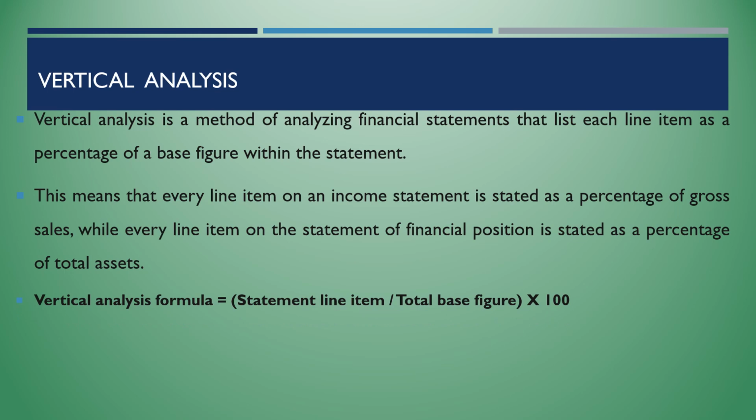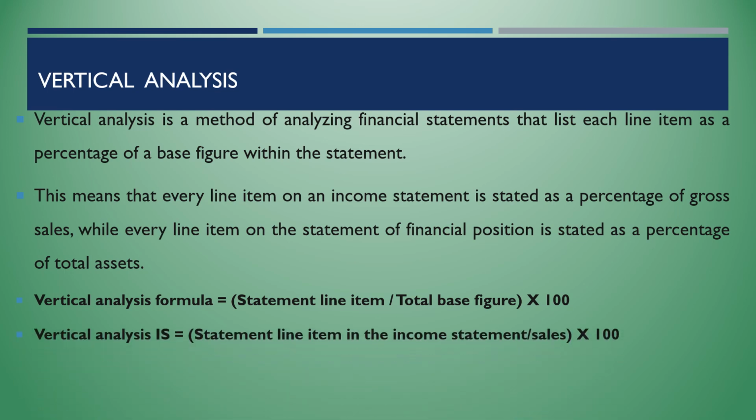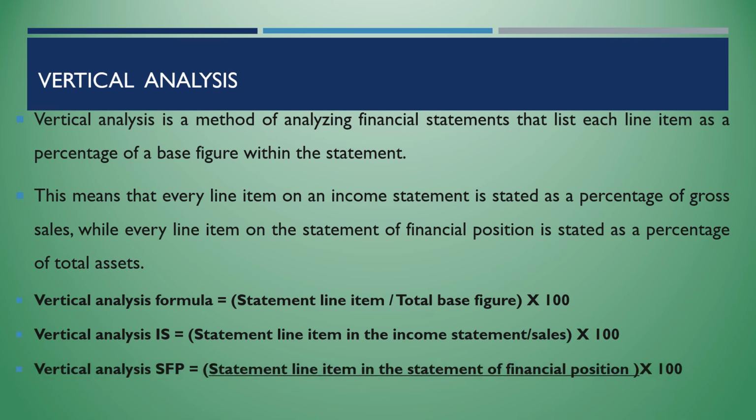So, the vertical analysis formula is that the line item should be divided by the base figure and then multiplied by 100 to get the percentage. So, in the vertical analysis of the income statement, each line item should be divided by the sales and multiplied by 100. And each item on the statement of financial position should be divided by the total assets to get the vertical analysis of the statement of financial position.